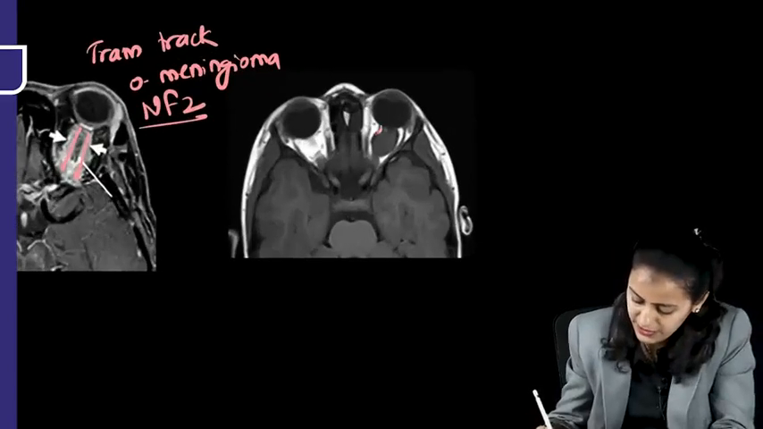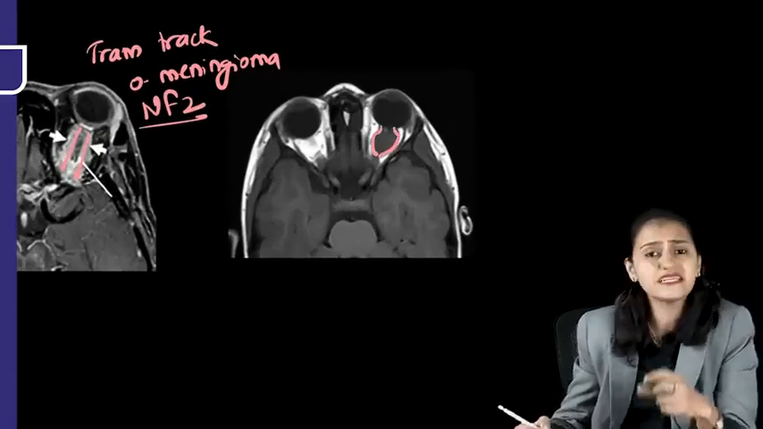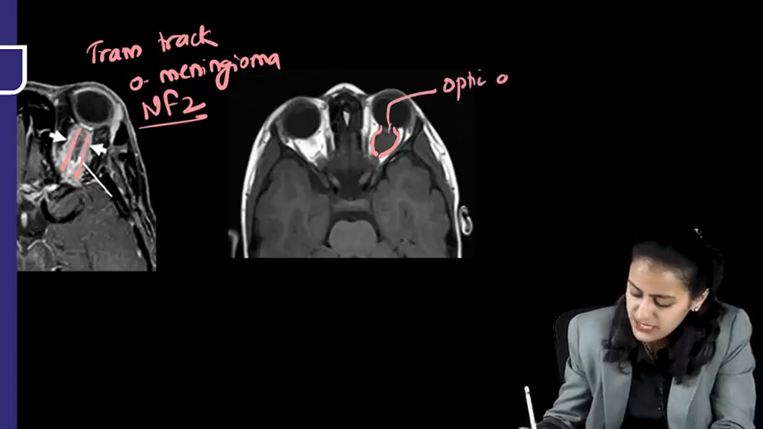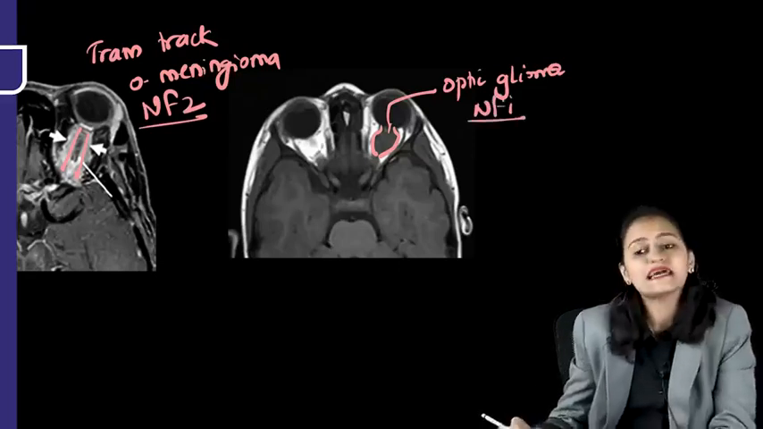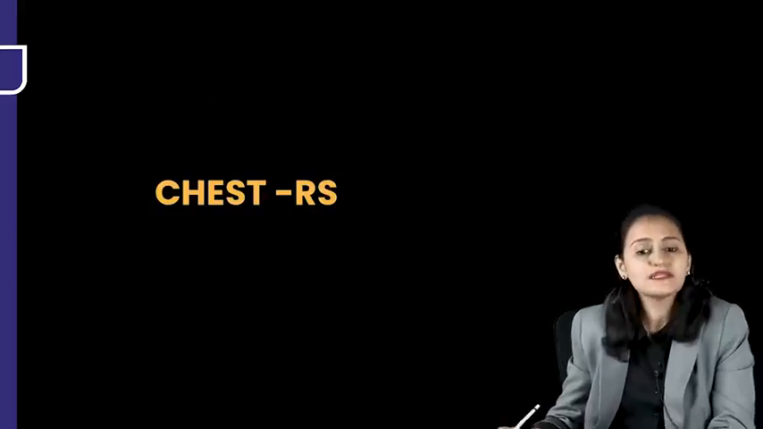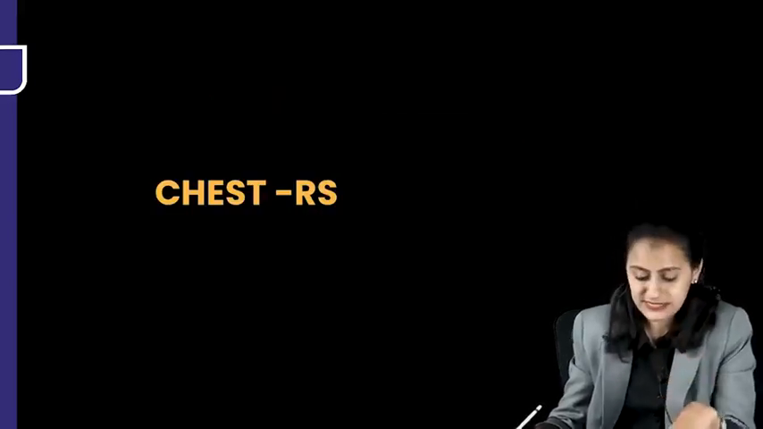This one here, look at the thickening of the nerve. It is the fusiform swelling of the nerve itself. So this one is optic nerve glioma. Optic nerve glioma is associated with NF1. Okay, that is associated with NF1. So that was about the head and neck part of the snapshot.